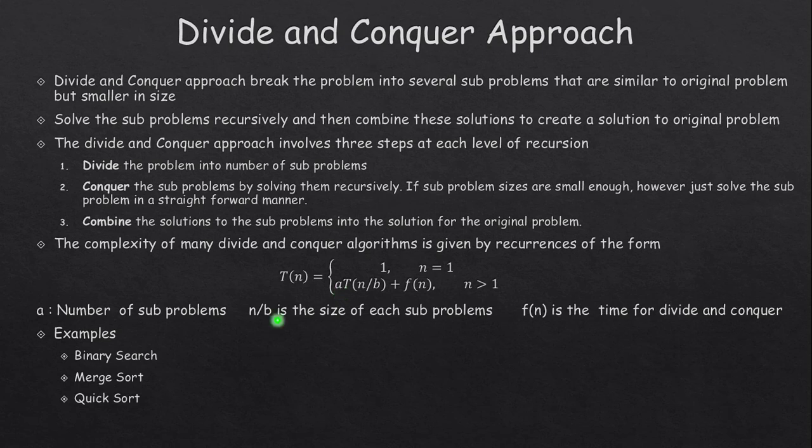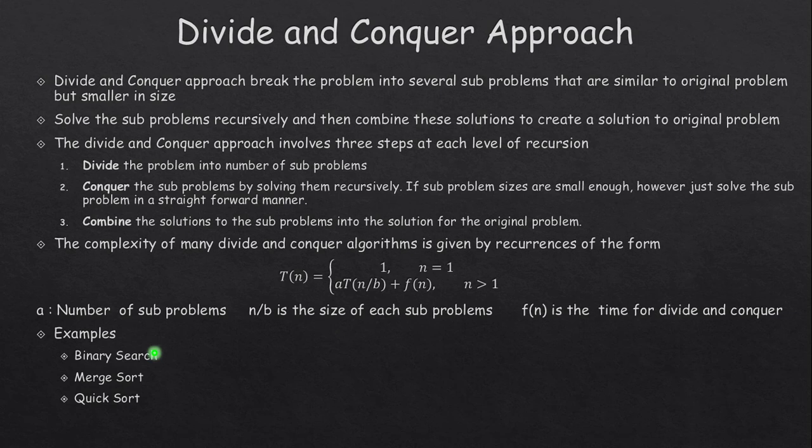And n/b is the size of each sub-problem. Just consider n as 10 and b as 2. So just imagine 2T(10/2). That means we have a problem of size 10, and we are dividing it into 2 problems, each of size 5. And f(n) is the time for divide and conquer. Some time will be taken to implement these 2 steps also, the divide step and the conquer step, and that will be denoted using a function f(n). Anyway, it will be more clear when we see some examples.